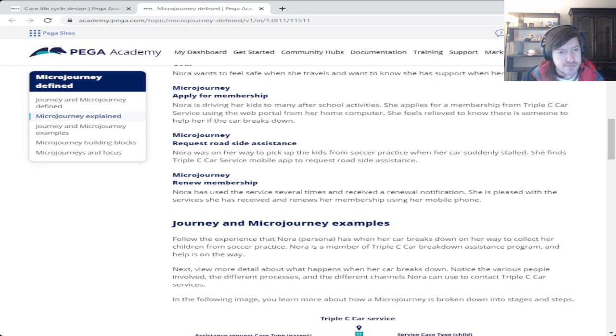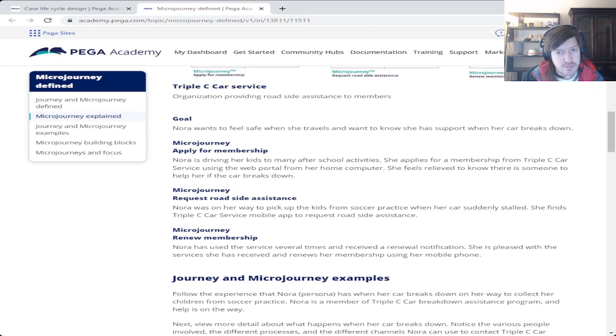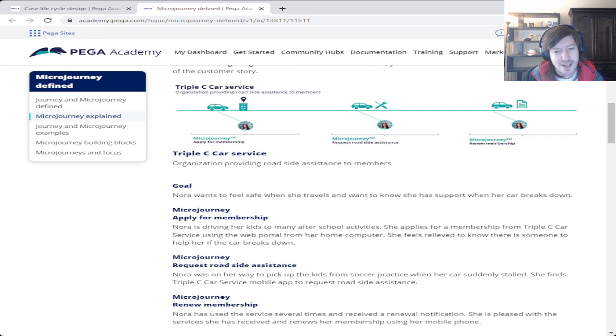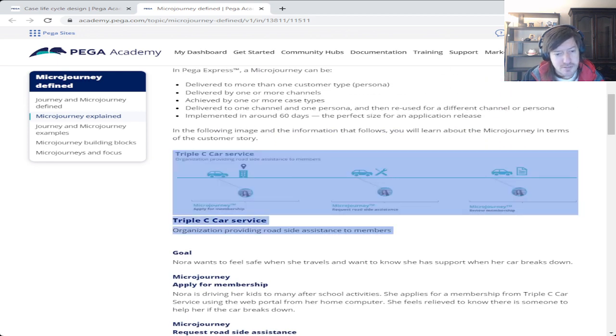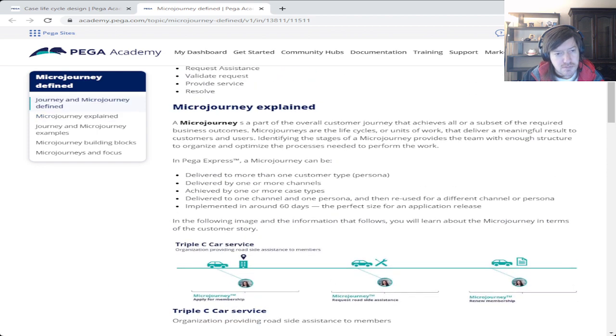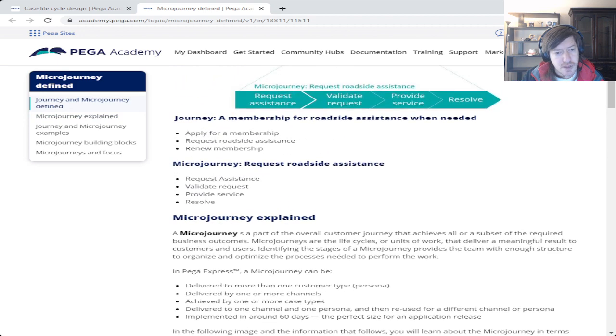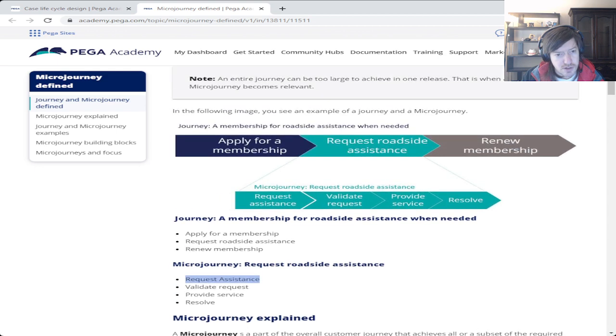I mean, nice story. What does that have to do with anything? You've already done request assistance, or you're already doing the apply for membership, request for assistance, renewed membership. Matter of fact, hold on.